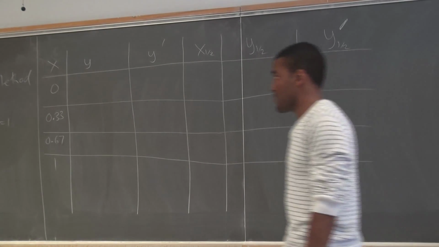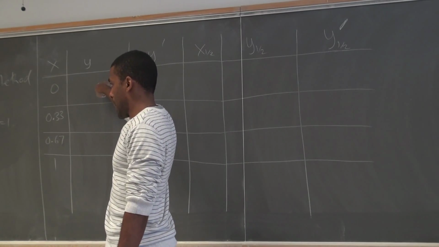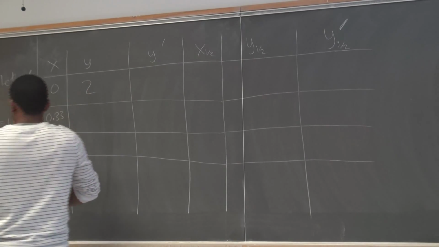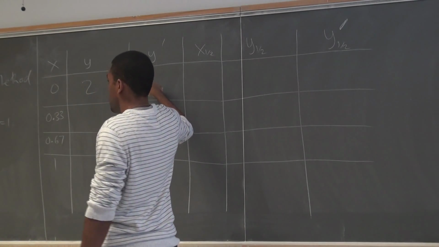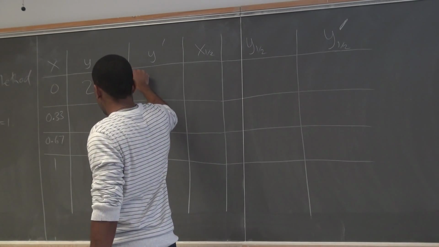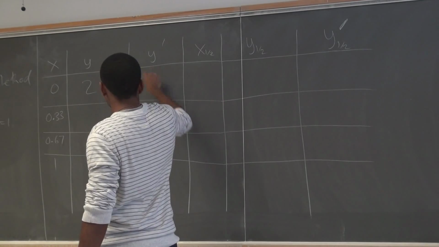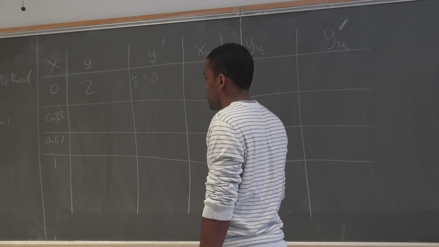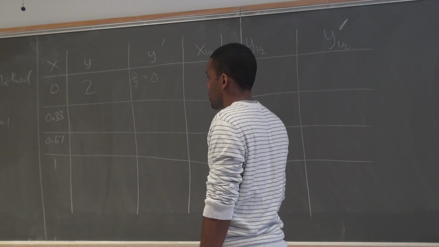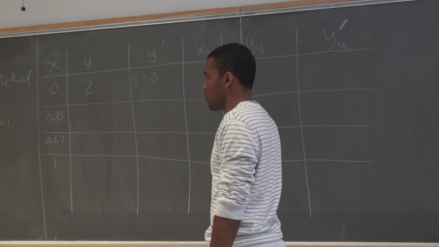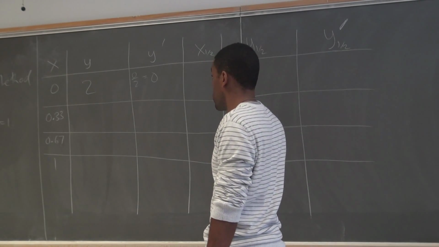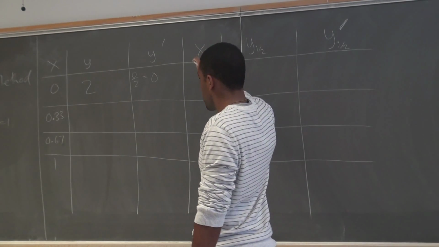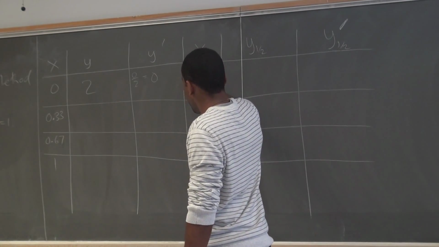Okay, let's fill this out. What goes here? Initial condition: when x is 0, my y is 2. Here, 0, because I just take x over y, so this becomes 0 over 2 equals 0. Now the x half, how do I do that? 0 plus a half of 1/3, which is 1/6, and as a decimal that is 0.16667. Okay, let's use 0.167.